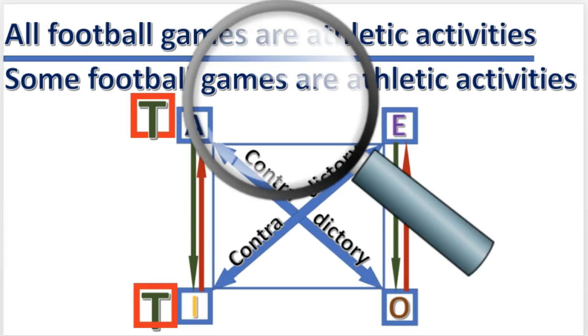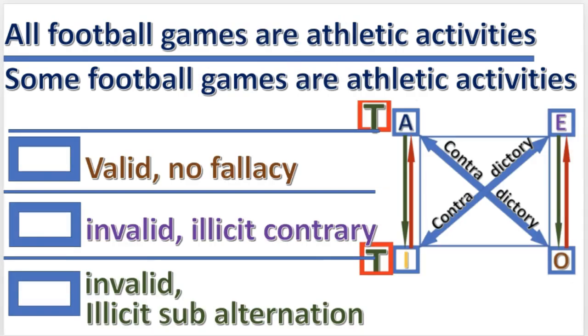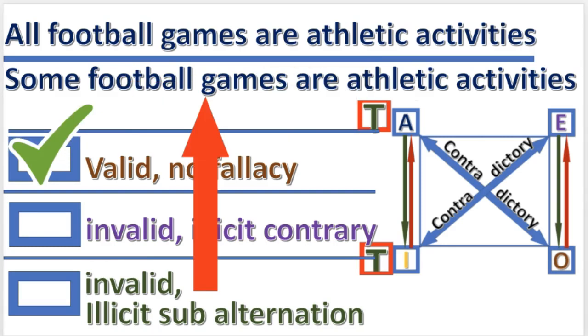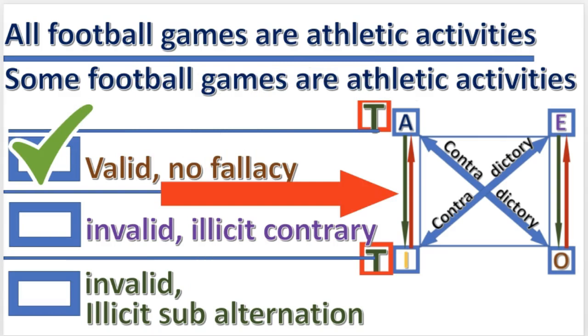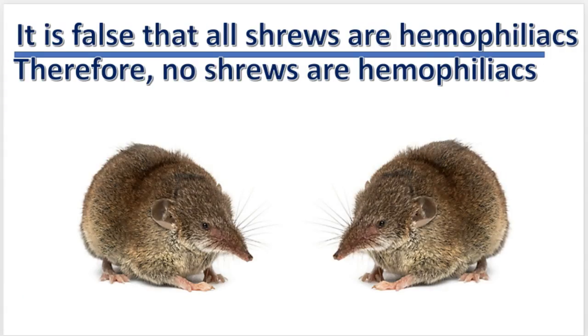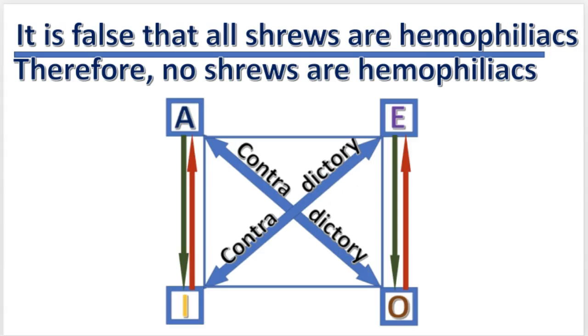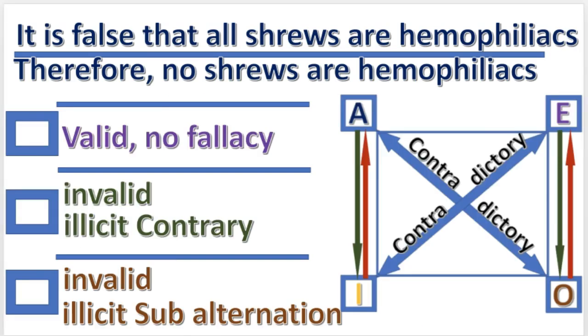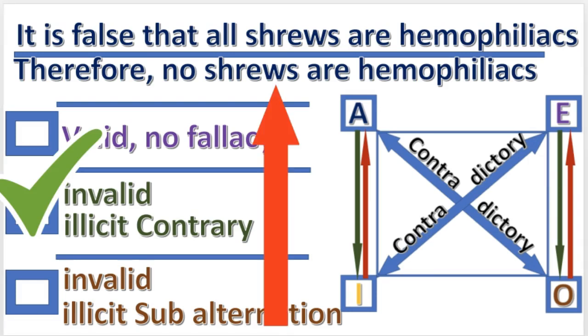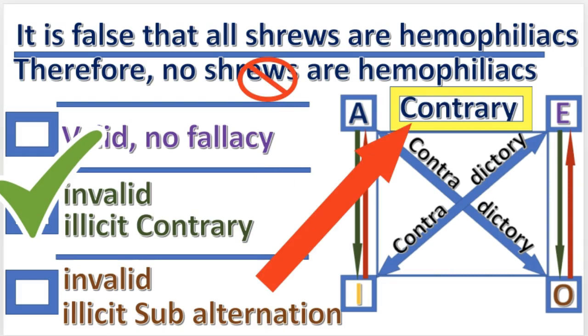Now how is this inference to be evaluated? Press pause if you need to. The answer will appear in 3, 2, 1. Ding! Valid. The conclusion is drawn properly from subalternation. Next practice problem. How should this inference be evaluated? Press pause if you need to. The answer will appear in 3, 2, 1. Ding! Invalid. Illicit contrary. The conclusion is improperly drawn from the contrary relation.